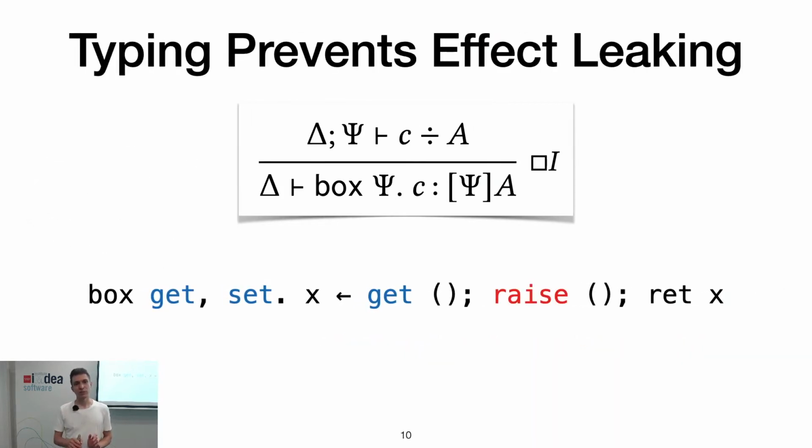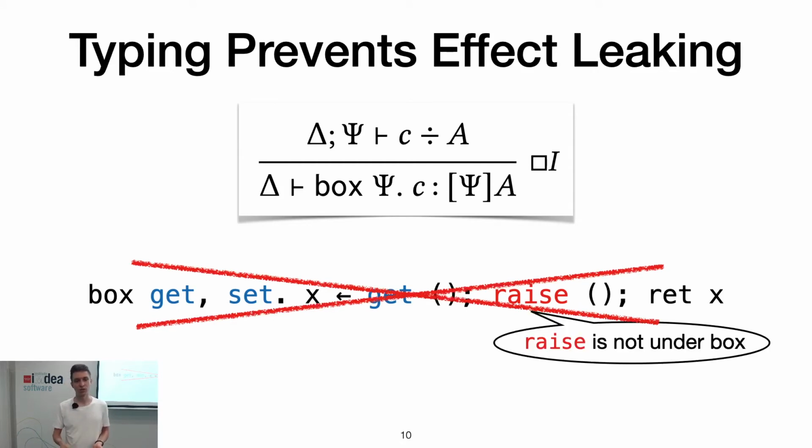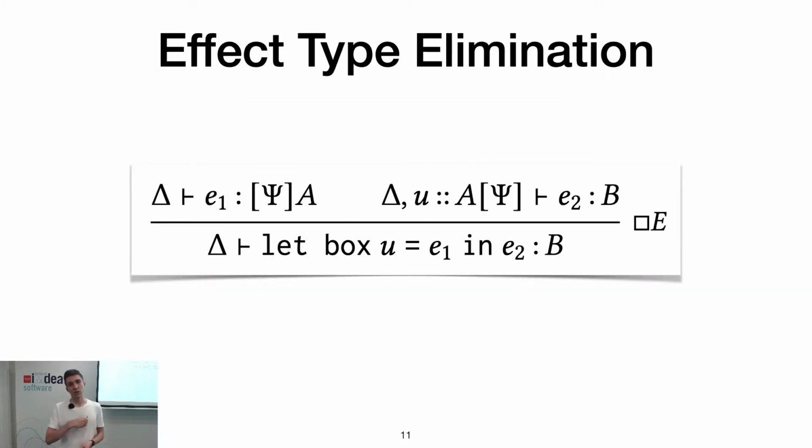For example, if instead of set we used raise, which is supposedly raising an exception, then our typing system would rule this program out, because raise is not under the box. Alright, but how do we actually use this type? And here is the elimination for it.